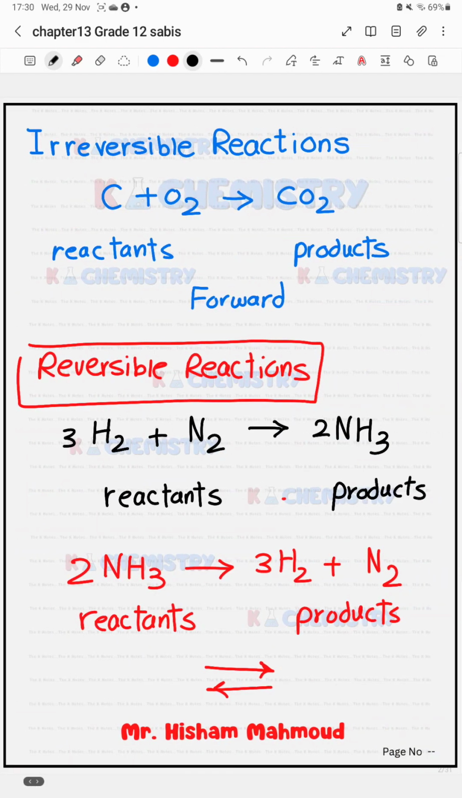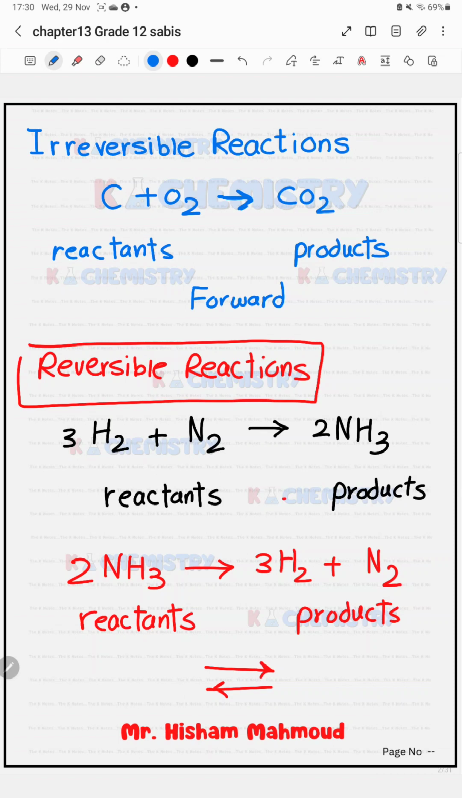Before we explain what is the chemical equilibrium, let's speak about two types of chemical reactions. Chemical reactions can be irreversible chemical reactions. These reactions can only go in one direction. So the carbon will react with the oxygen to form carbon dioxide.